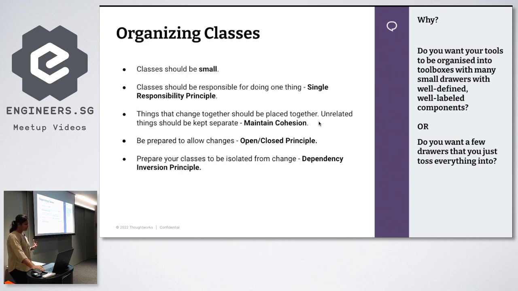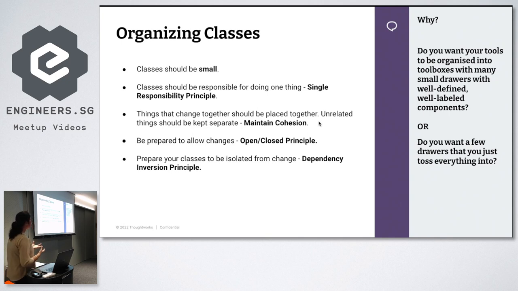The classes we write should be prepared to allow changes, because change is inevitable. One principle which helps you achieve that is the open-closed principle. And we want our classes to be isolated from change. The principle that helps us achieve that is the dependency inversion principle. We will be looking at these principles with some examples.